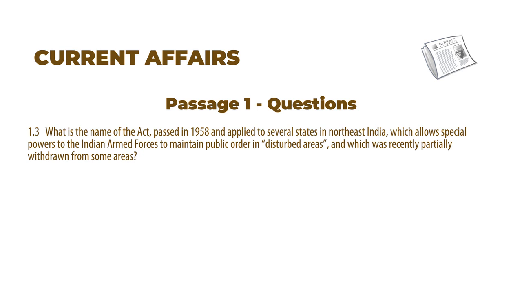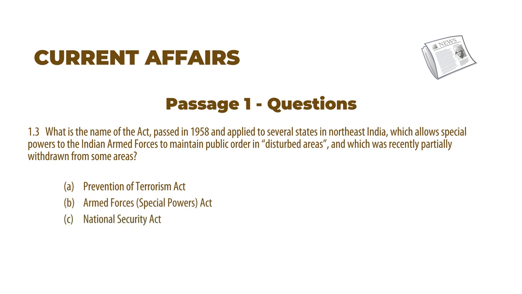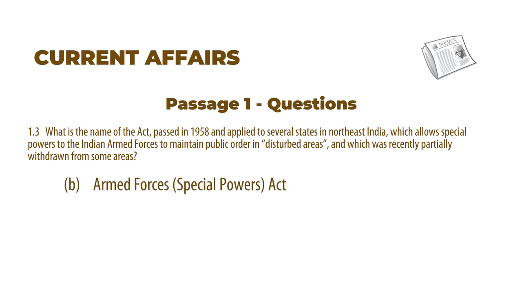What is the name of the act passed in 1958 and applied to several states in northeast India, which allows special powers to the Indian Armed Forces to maintain public order in disturbed areas and which was recently partially withdrawn from some areas. Your options are A. Prevention of Terrorism Act, B. Armed Forces Special Powers Act, C. National Security Act, or D. Army Act. The correct answer is B.